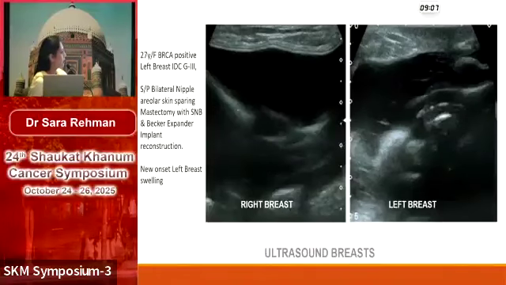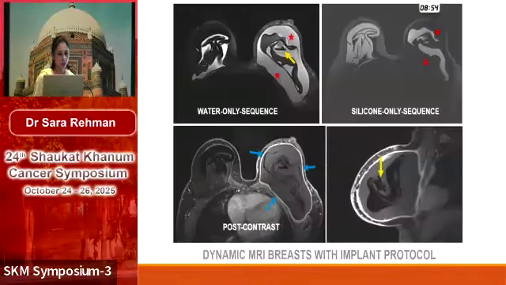On the left side, this is the expander, which is collapsed and displaced, and this is the peri-implant heterogeneous collection with internal echoes, and there's increased echogenicity of the surrounding soft tissues representing inflammation. Afterwards, she also had MRI scan. So on MRI scan, we can see collapsed bilateral expanders. This is the minimal fluid in the saline lumen, and this is the outer silicon lumen on the right side, which is the normal side.